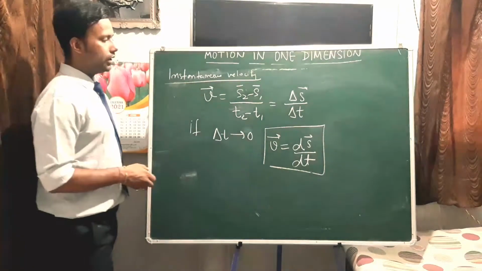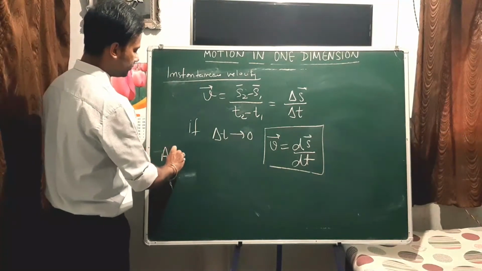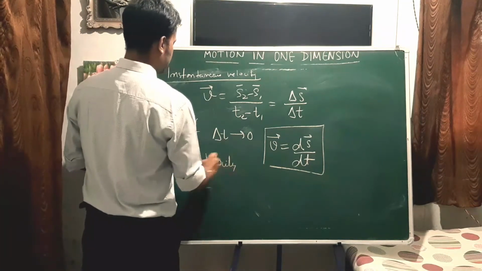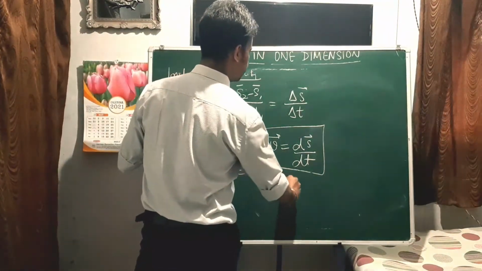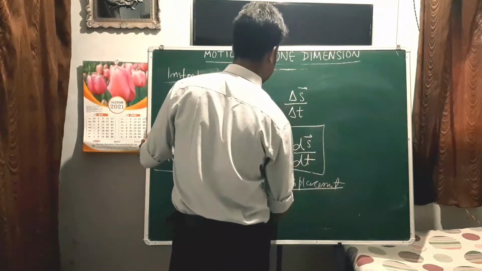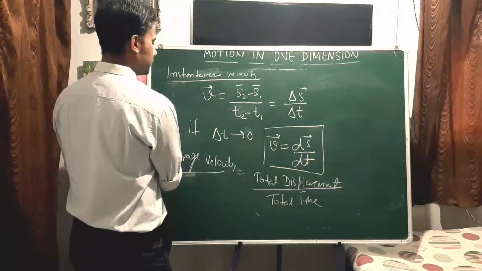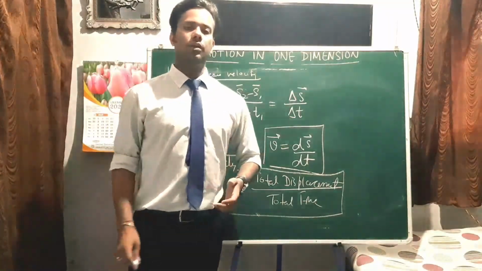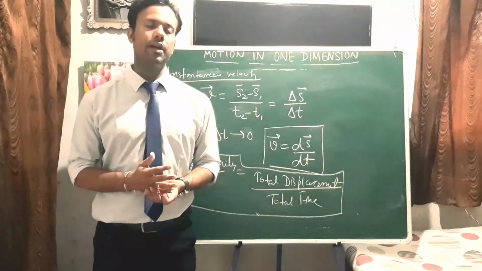Now, the second very important part of velocity is average velocity. Again, it's quite simple. We are doing this from class 9. The average velocity is the total displacement upon total time. This is the formula for average velocity. So if you want to calculate the average velocity between 2 points, first calculate the total displacement and then divide it by the time interval.